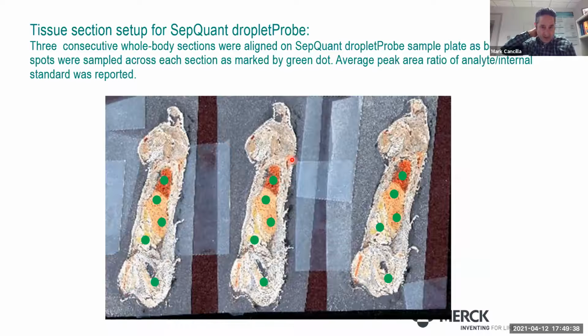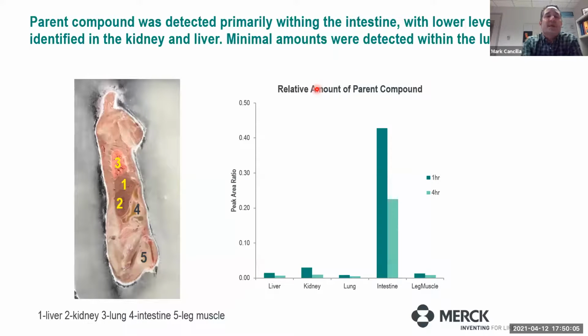The way we do these analyses is we try to do them in triplicate when we can. So we had 3 consecutive sections lined up on the sampling plate, and then we took 5 spots across the same areas of the tissues. The data shows the average peak area from the different tissues. So this is what the data looks like for the parent. This is the tissue section, and the different areas are labeled here. We have the liver, the kidney, the lung, the intestines, and leg muscle, and we have multiple time points, the 1 and the 4 hour.